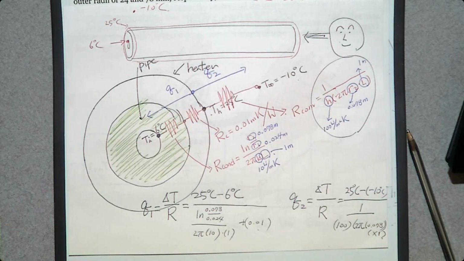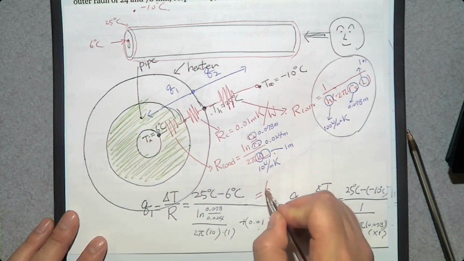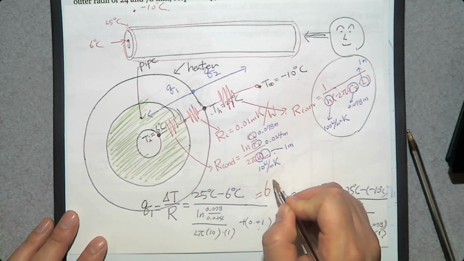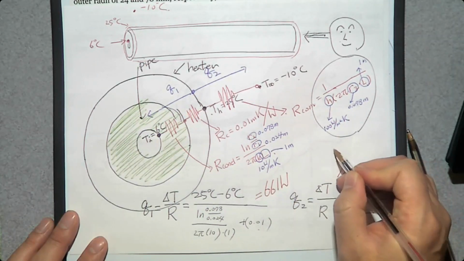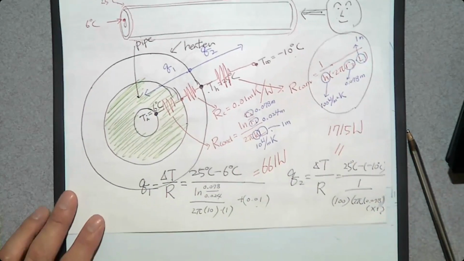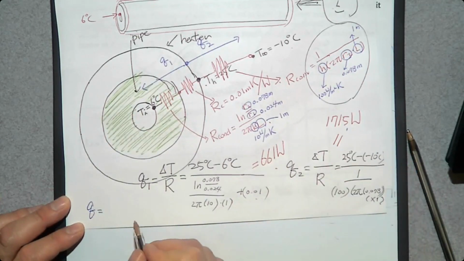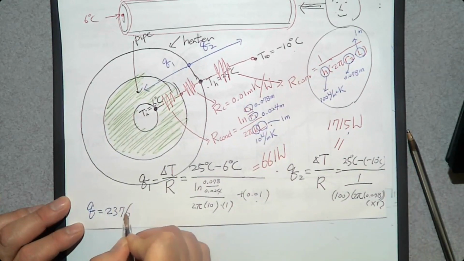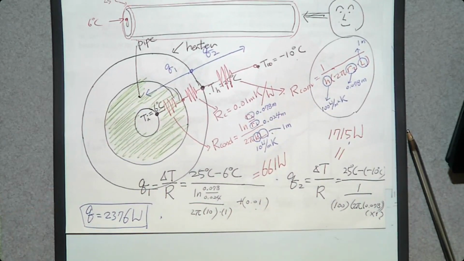And when you calculate, Q1 is going to be 661 watt. Q2 is going to be 1715 watt. So the total heat transfer rate, Q, is going to be this one plus this one, 2,376 watts. So this is the heater power required to have this system.